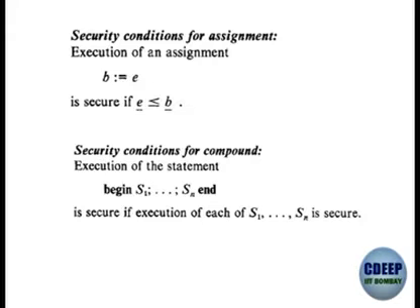And now what is the condition for the compound statement? A compound statement begins with a begin and ends with an end. S1 is itself another program, S2 is another program, and Sn is a program. Inductively, in terms of syntax-directed composition, each of the components must be secure. If each of the statements S1 to Sn is secure, then the compound execution is secure, because it satisfies all the security conditions from which the compound statement is composed.